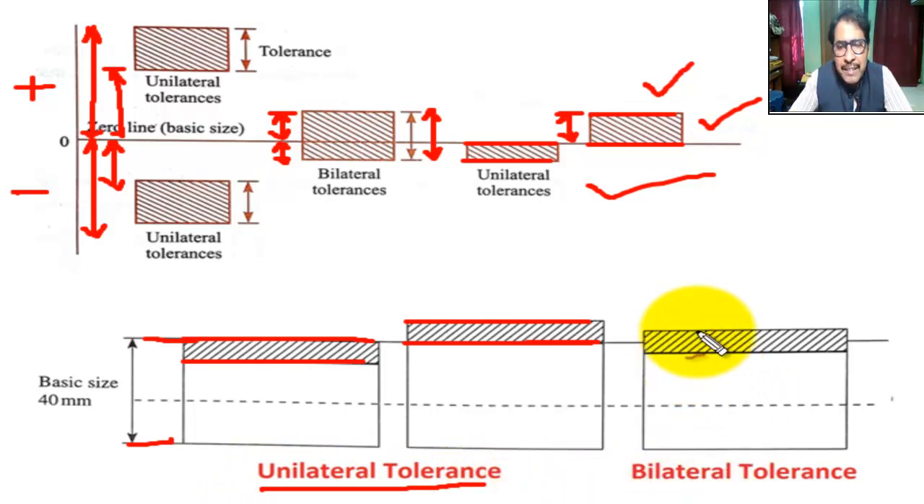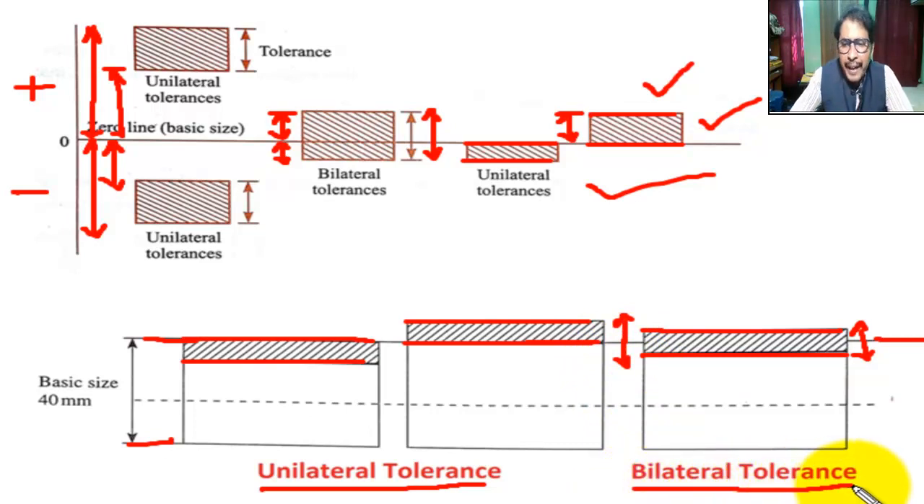It is bilateral tolerance. Here this is the upper limit, this is the lower limit, this is the tolerance. So tolerance is on both sides of the basic size, above the 0 line and below the 0 line. So this is the bilateral tolerance. Okay.